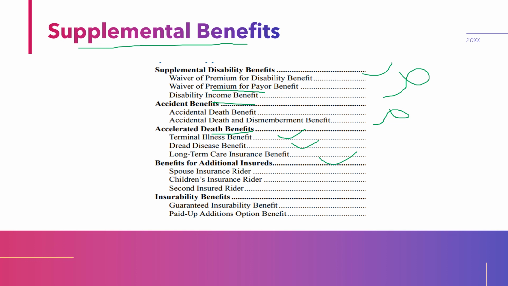Now the benefit of additional insured. In this we have three parts: spouse insurance rider, children insurance rider, and second insured rider. And the last one is the insurability benefit. In this we have two things: guaranteed insurability benefit, and the paid-up additions option benefit. These things you can cover from the LOMA 280 PDF, and if you don't have it, please contact us, we'll provide it to you.